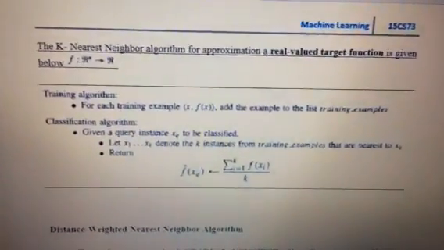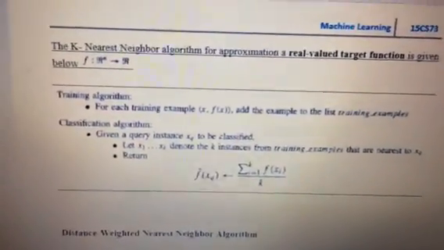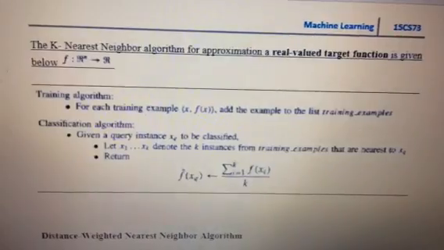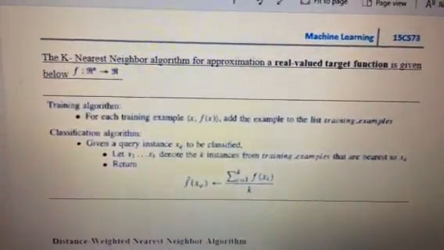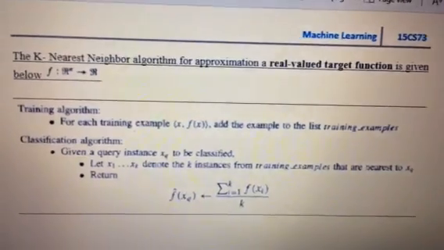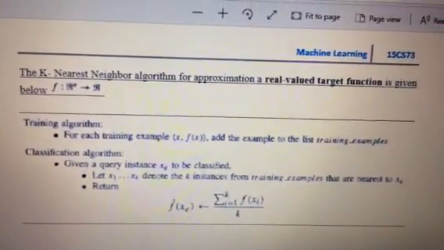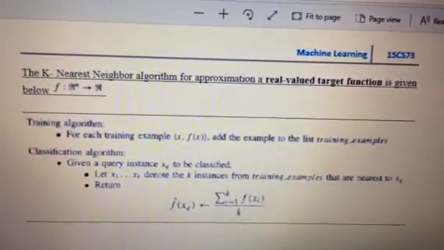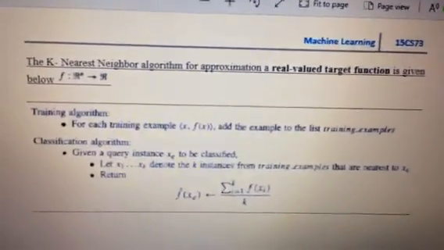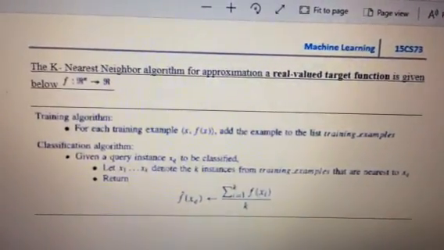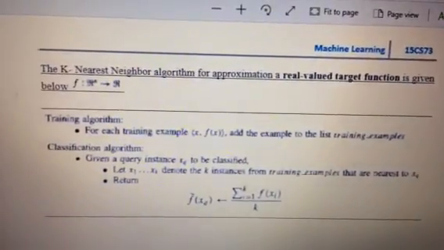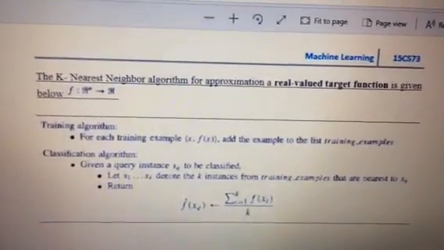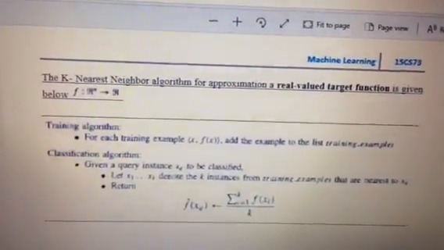So in a training algorithm, you can see that for each training example, x comma f of x, add the example to the list training examples. So what is written here, training examples, is a keyword or a file name for adding to it. x comma f of x: x is an input value and f of x is a target output. So both the input and the target output are written in the form of an ordered pair. And this ordered pair is fed to the function that is named training example.